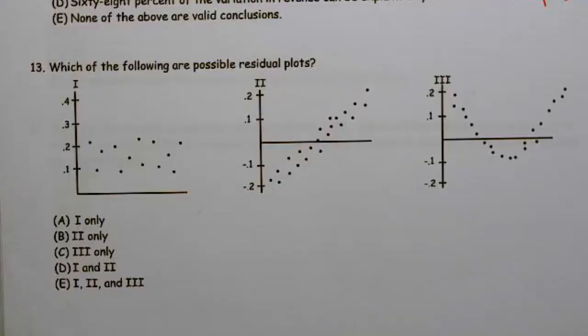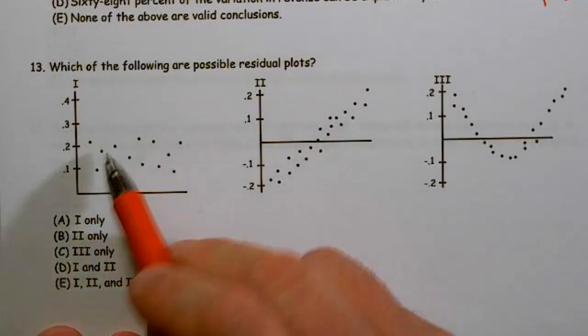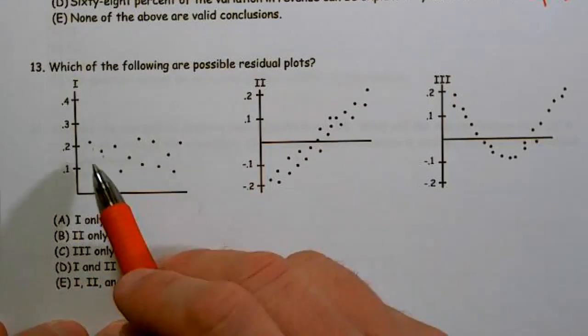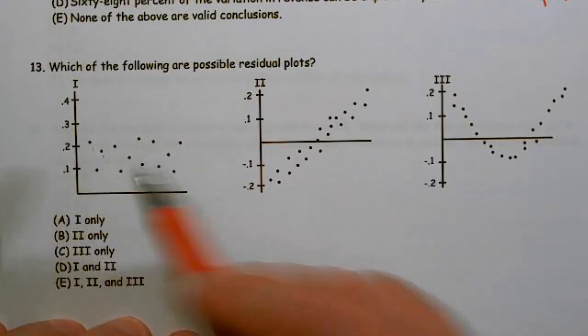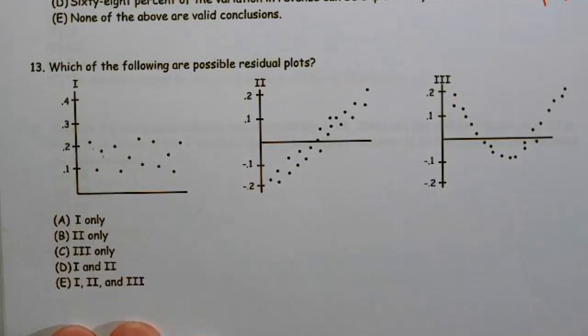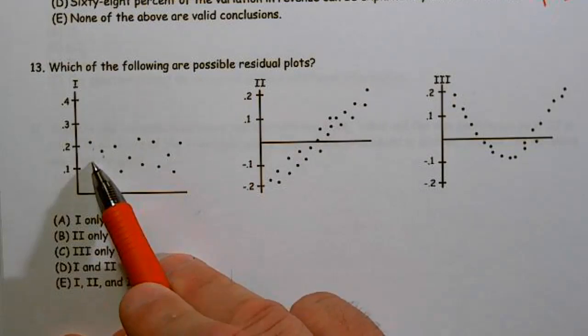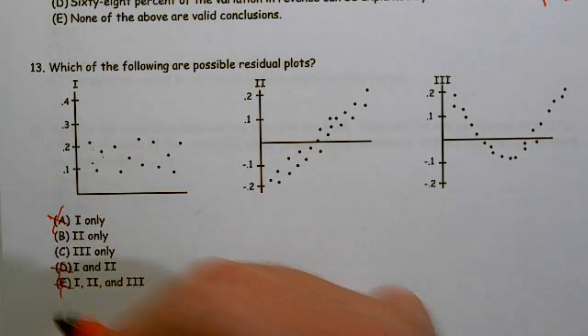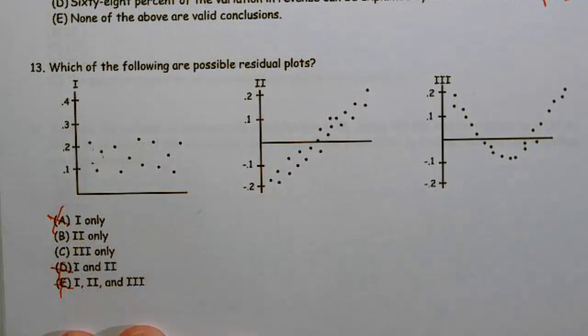All right, number 13. Which of the following are possible residual plots? First off, a residual plot must be centered on 0. This looks like a nice residual plot for the most part, because it's nice and random, with no pattern to it. I like that, but it's not centered on 0. Because it's not centered on 0, that gets rid of this one, so it gets rid of those. So now we're down to 2 and 3.